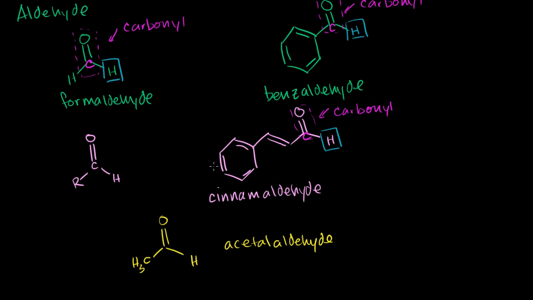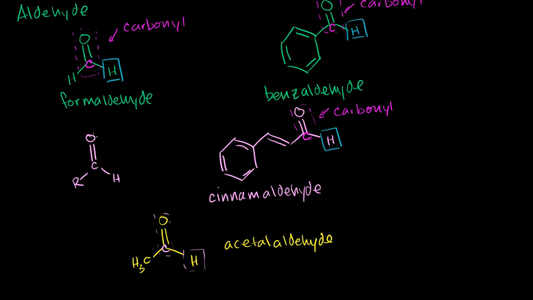There is a systematic way to name them. It's actually pretty straightforward. You just look at the longest carbon chain, and you always start numbering at the carbon that's in the carbonyl group. And it's always going to be at the end of the chain because that's always going to be bonded to a hydrogen. And actually, let me just make clear that this is also an aldehyde. You have your carbonyl group, and on one end, you have a hydrogen, just like that.